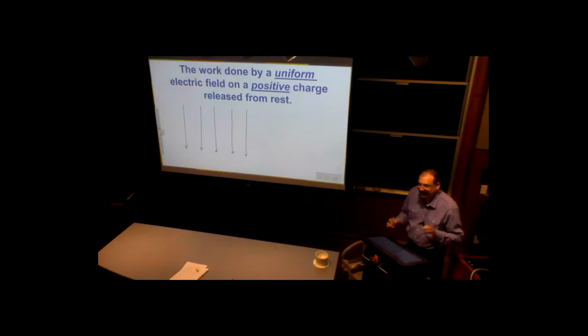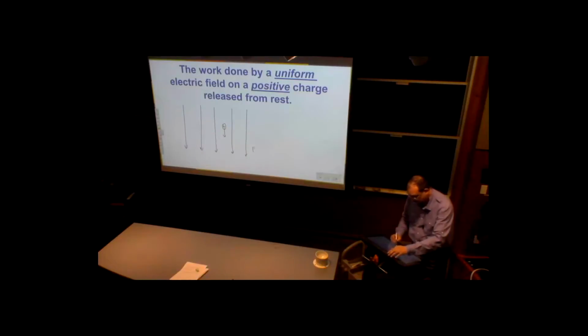We should assume it's happening in outer space, so nothing else is acting on this charge. Now, these vertical lines represent electric field, which might have been generated by maybe positive charges above it or negative charges below it. Doesn't really matter. All we know is the electric field exists and is uniform. If I release this charge, it's going to start traveling because of the force acting on it.